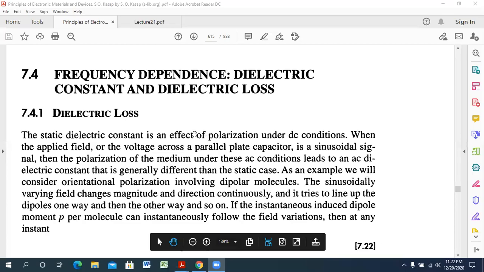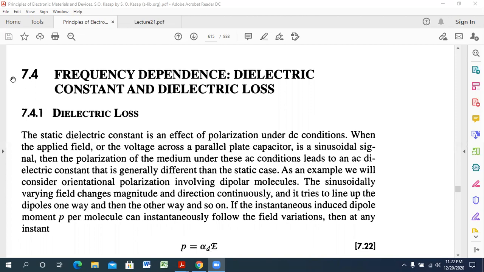Okay. So in today's lecture, we will start from article number 7.4 from the CASA book, which is about the frequency dependence of the dielectric constant and the dielectric losses. We know the dielectric constant is defined by the symbol epsilon, and in free medium it is defined as epsilon naught, which equals 8.854 times 10 to the minus 12. All of you know about these things.